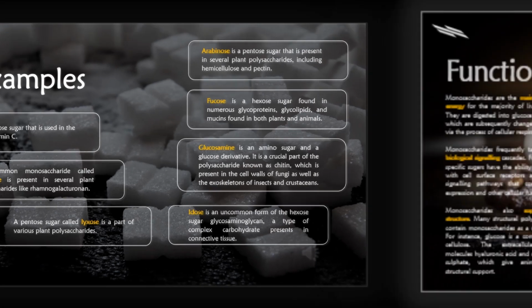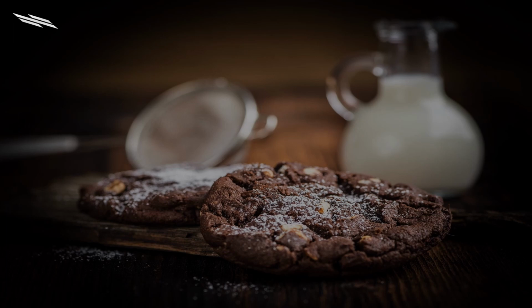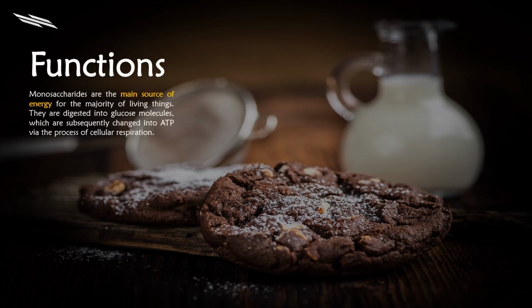In living things, monosaccharides have a variety of uses. Some of their crucial biological processes are listed below. Monosaccharides are the main source of energy for the majority of living things. They are digested into glucose molecules, which are subsequently changed into ATP, adenosine triphosphate, via the process of cellular respiration. ATP is the unit of energy that cells use to perform their tasks.